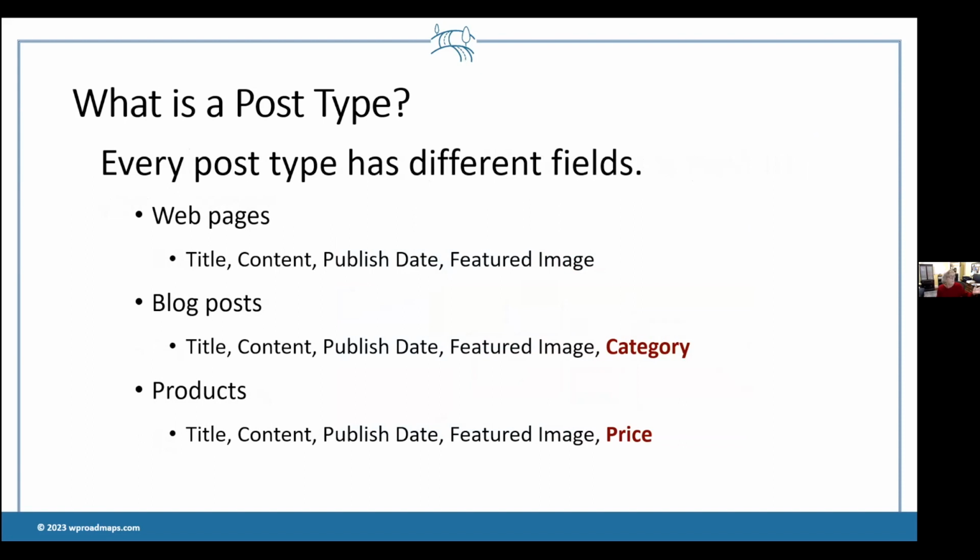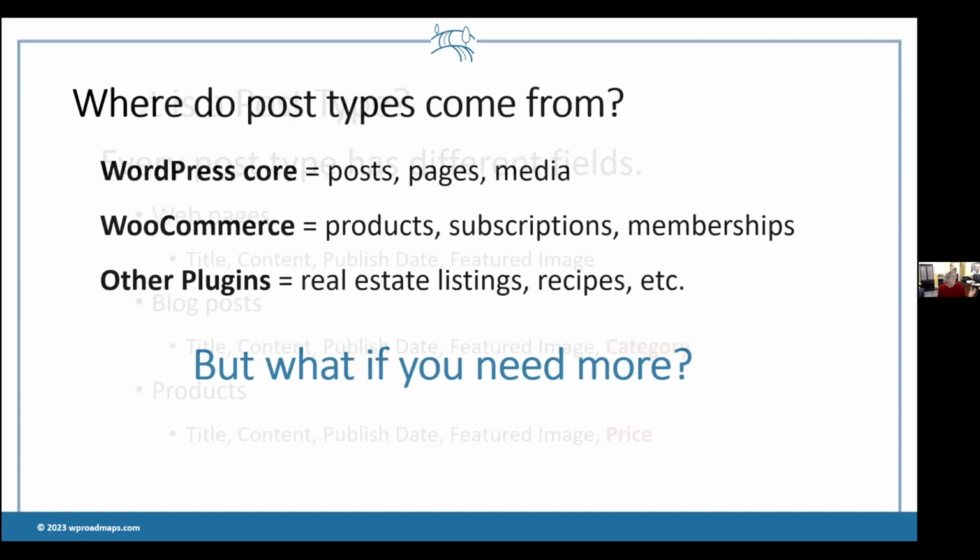So every post type has different fields. So where do these post types come from? Well, WordPress core, that's where things like posts, pages, your media files, the things that come with WordPress, that's where those post types come from.